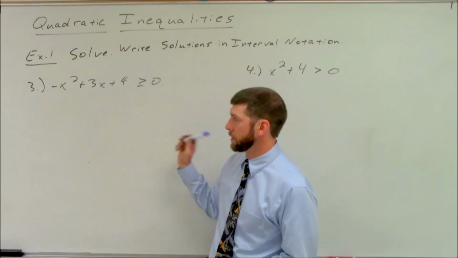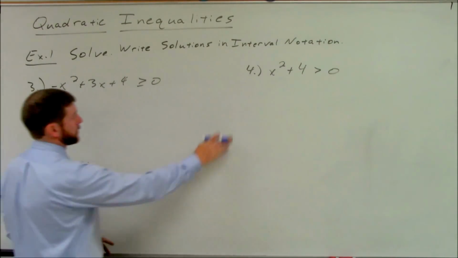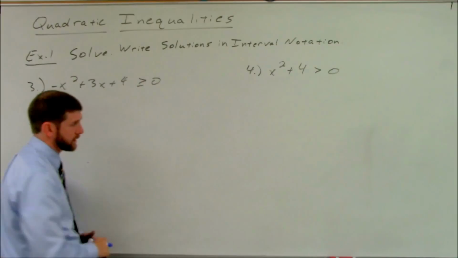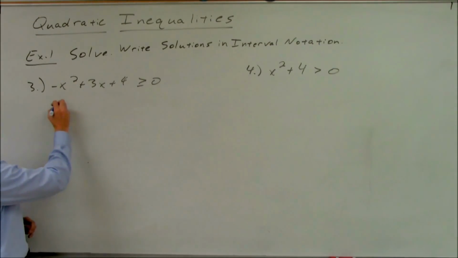So hopefully you were able to come up with solutions for each of these. Let's go through and check your work. If you got the second one, that's really good because it's got a little twist to it, but we'll go over it. Number 3 right here, we've already got it in standard form, which is good. We want to go through and solve, so find those critical values.